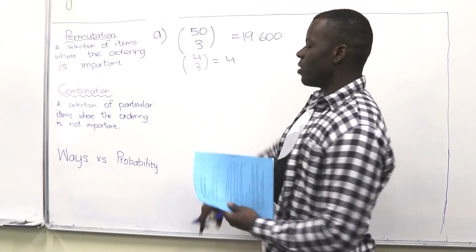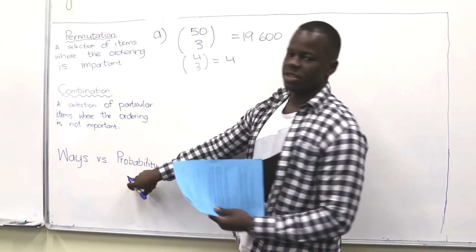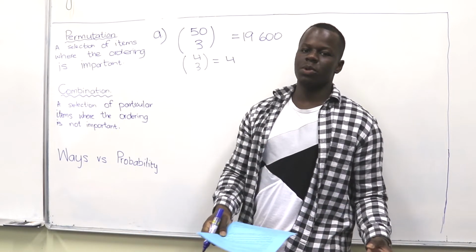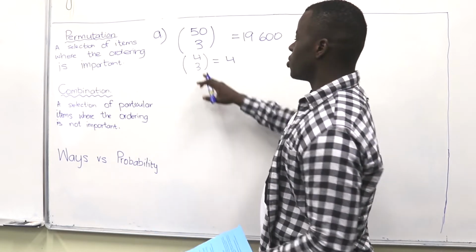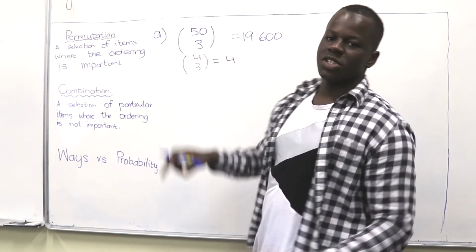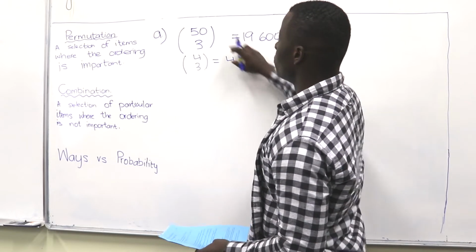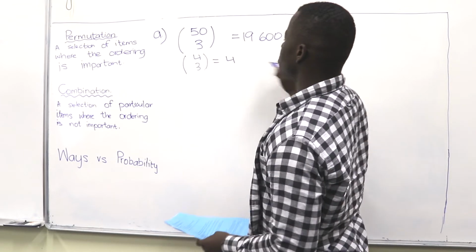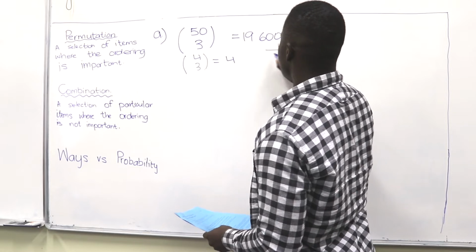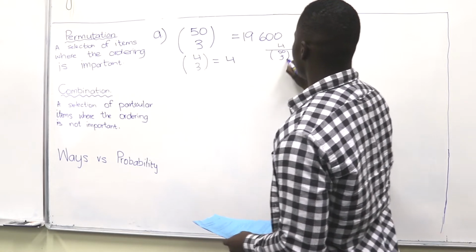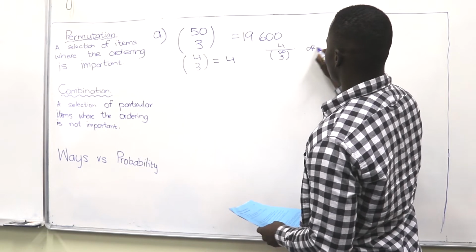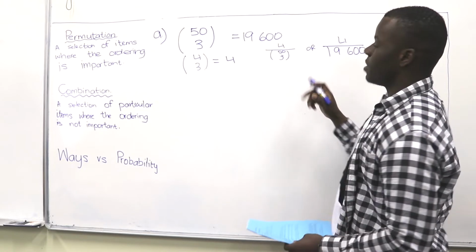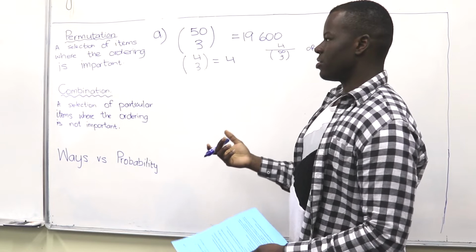So there are 4 different ways to choose from the 4 organizers how they can win the 3 prizes. Now this is where ways versus probability comes in, because if they ask you how many different ways so and so many people can do something, then it's just 4 choose 3. But if they asked us the probability, it would be 4 over 50 choose 3, or 4 over 19,600. That would be the probability if they asked us that in that situation.